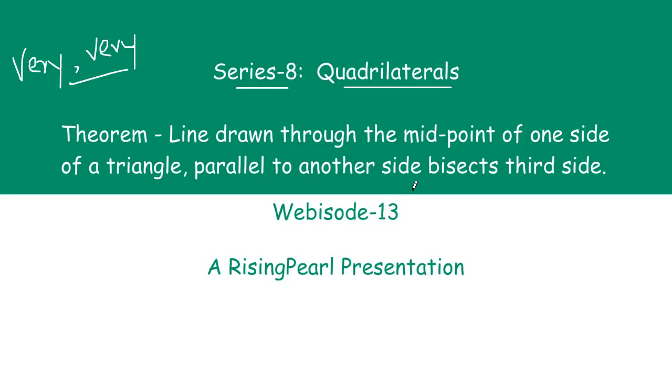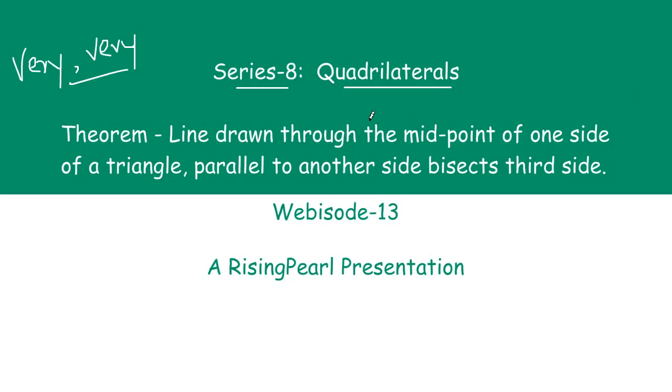But you see, friends, in our last episode 12 we marked that theorem very important, and today in episode 13 we are again marking this particular theorem very important. So dosto, what is this theorem and how do we prove it? Let's find out. The theorem states that the line drawn through the midpoint of one side of a triangle parallel to another side bisects the third side.